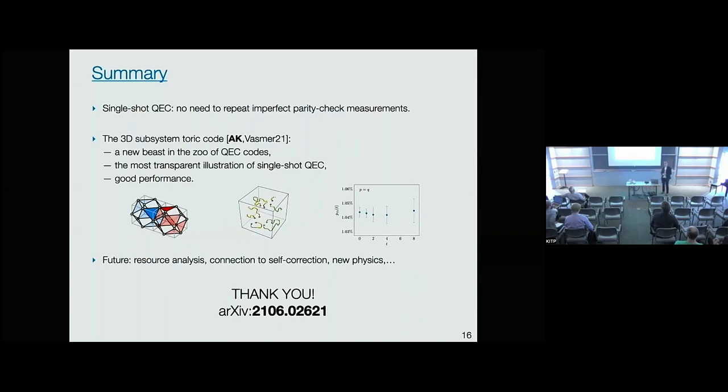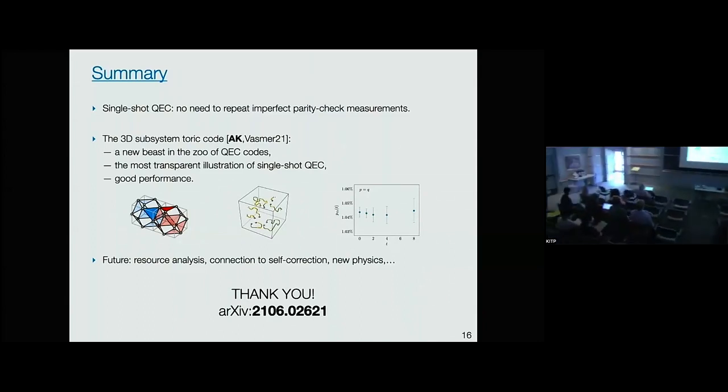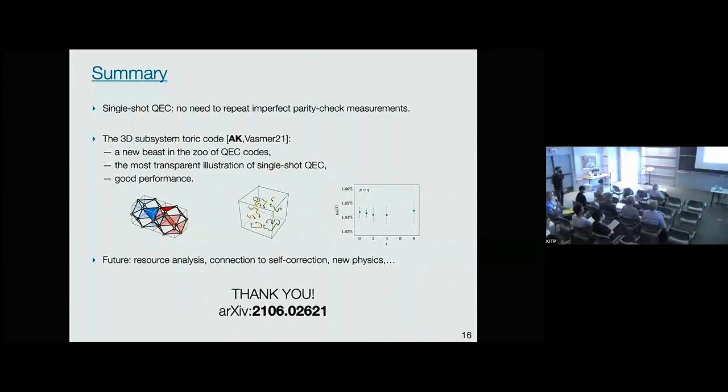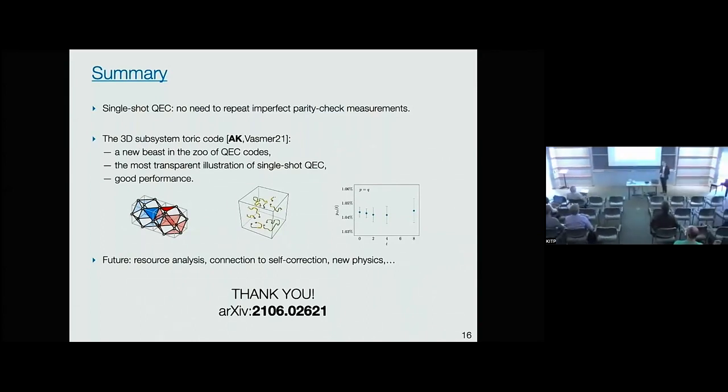Thanks. Is single-shot quantum error correction impossible in 2D? If you think about stabilizer codes, or subsystem codes, we don't know. But it's unlikely. Is there any other question?